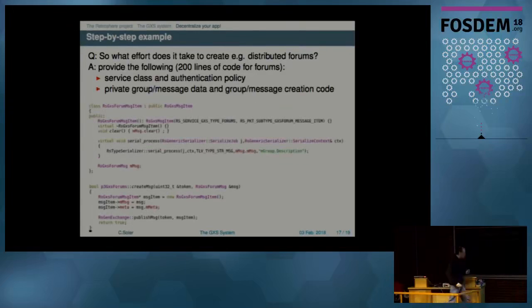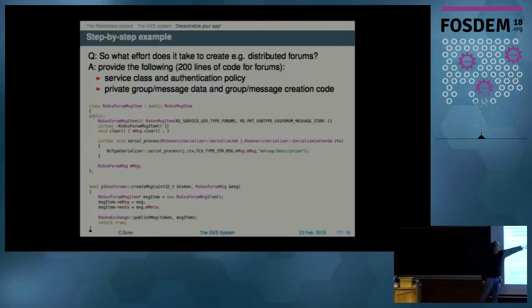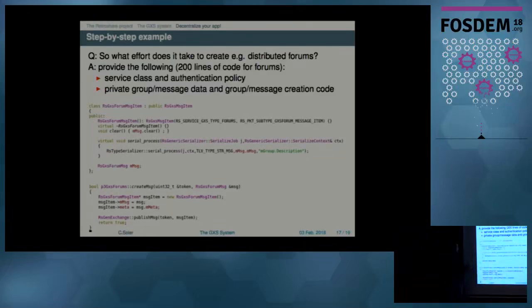Then what about the forum message? I want to post a forum message. Then that's the actual class. I haven't removed anything. It just derives from an existing GXS message object. It provides a serialization process, which is quite compact. And this is the message that you post in the forum. That's all. So when you want to post the message, the operation is to instantiate that class.